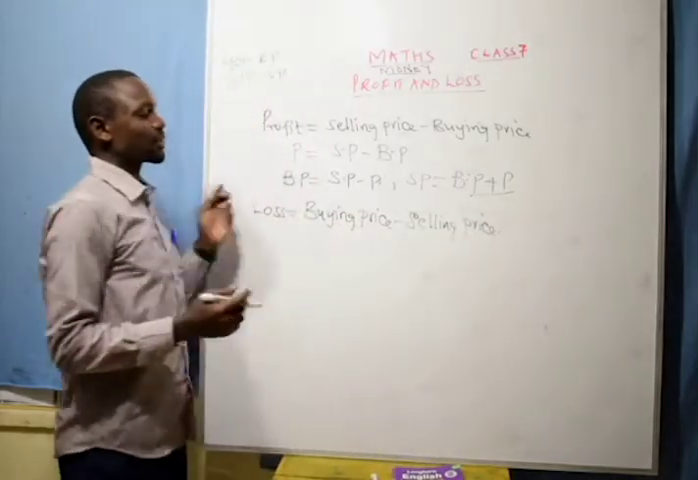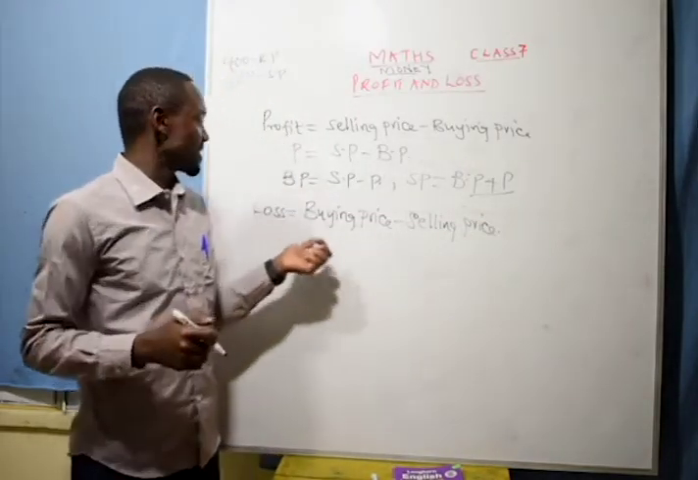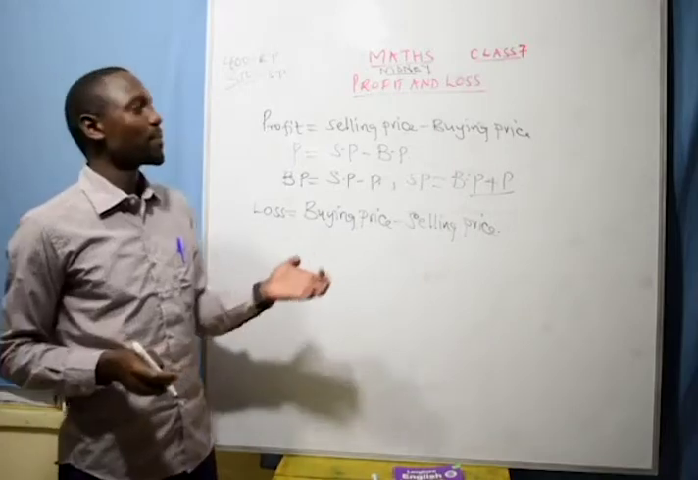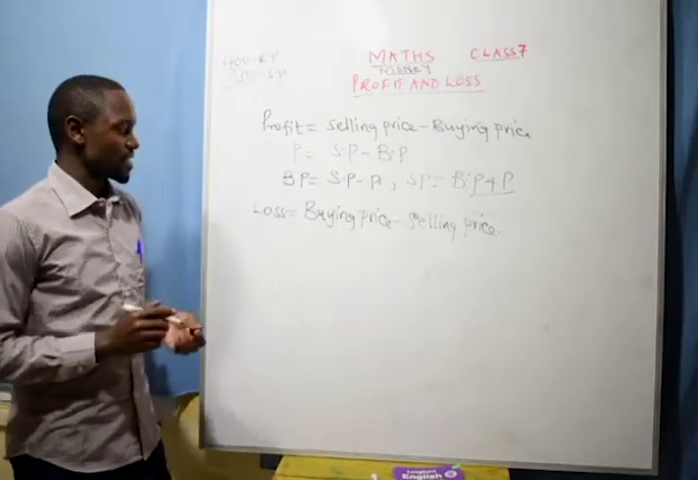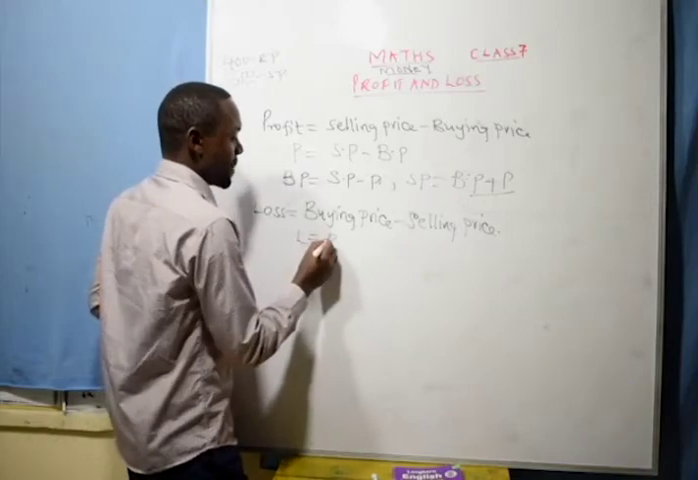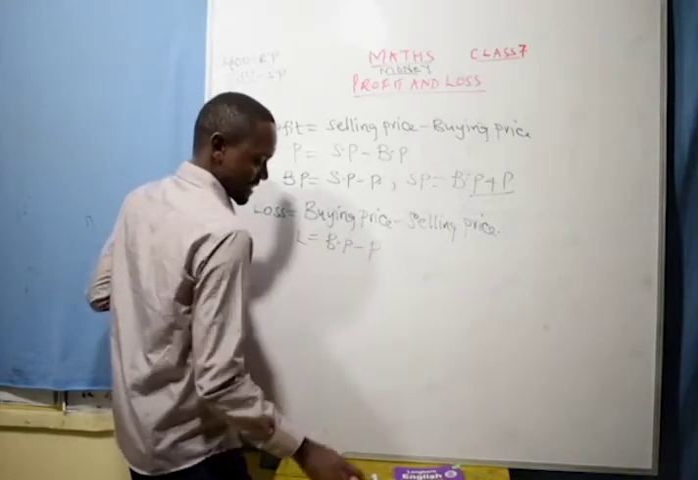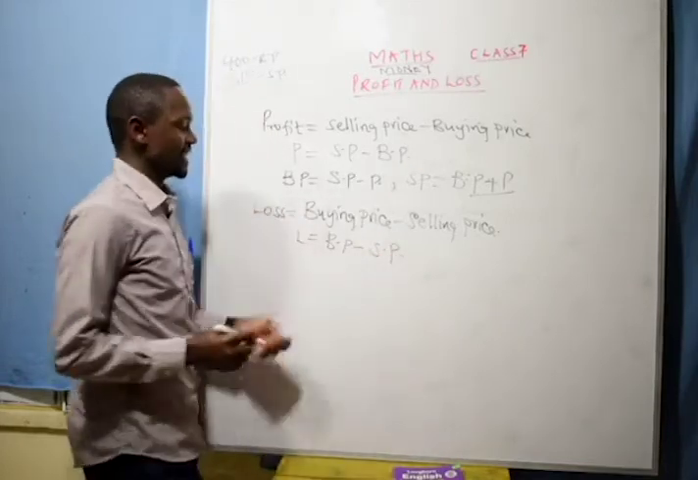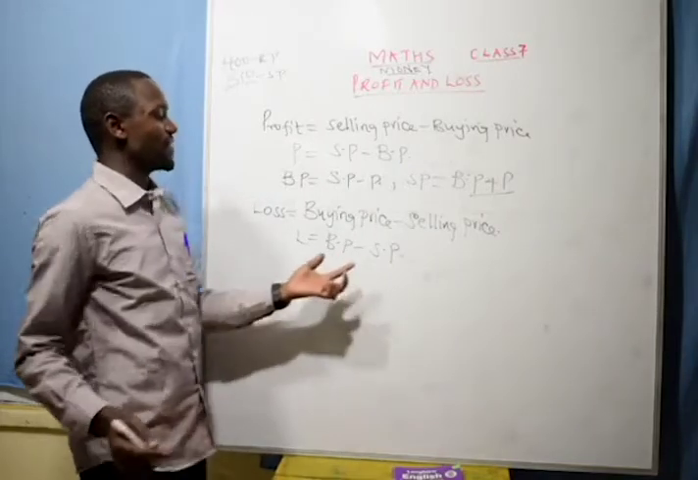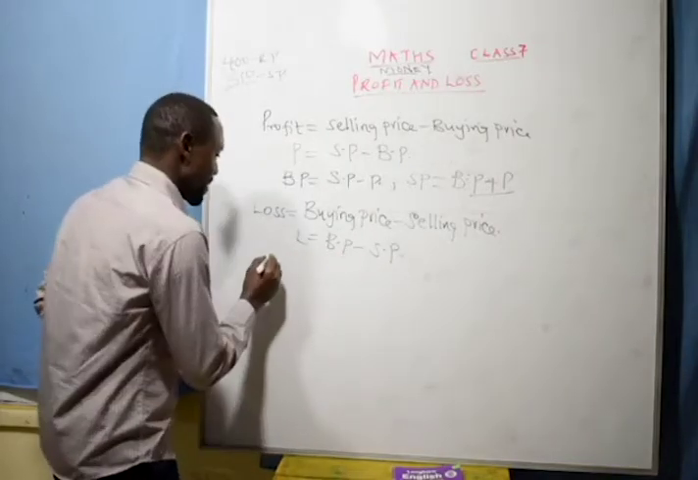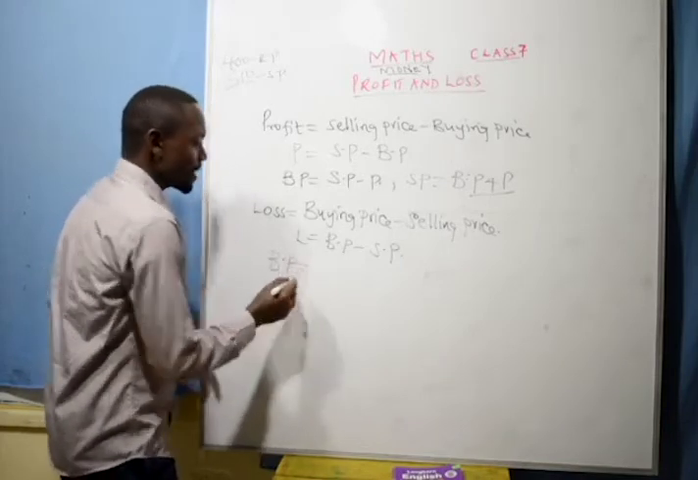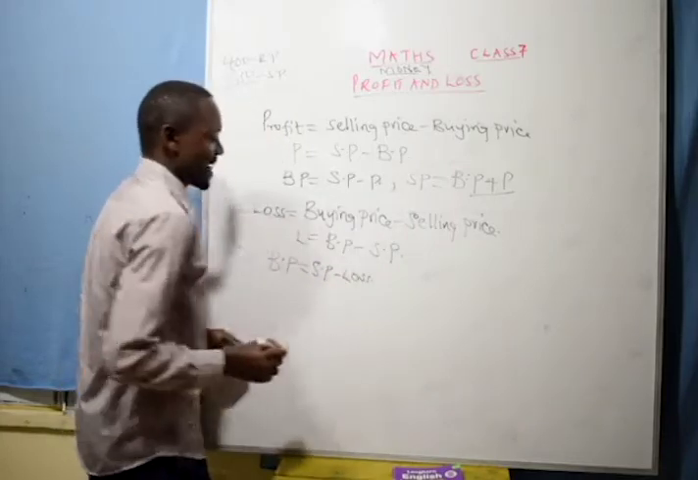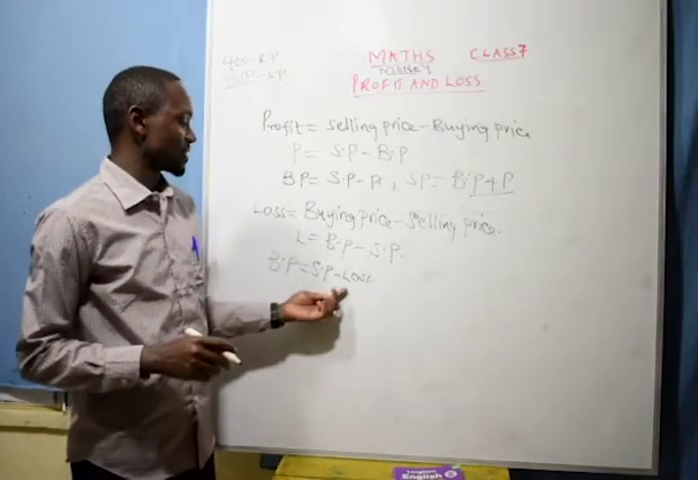The moment you realize that you sell an item at a lower price than you had bought, then you incur a loss. The moment you realize that you sell an item at a higher price than you had bought, then that is a profit. Whereby we say loss is given by buying price minus the selling price. In this case, you can be given the selling price and the loss. To get the buying price, you take the selling price minus the loss incurred.